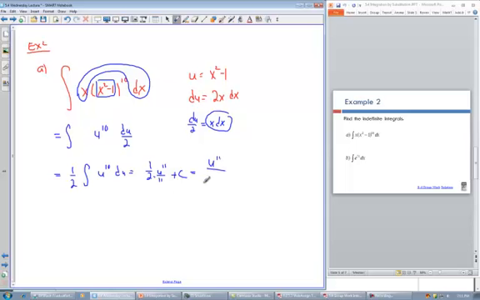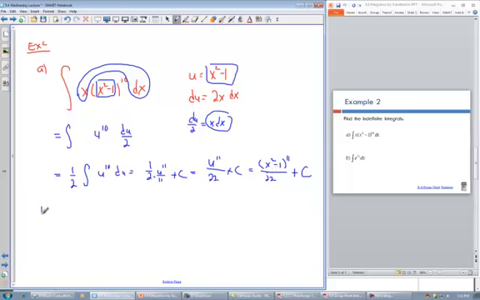which is equal to u to the 11th divided by 2 times 11, which is 22, plus c. Plugging back in, I have x squared minus 1, that was my u, all to the 11th, all divided by 22 plus c. And that's my answer.